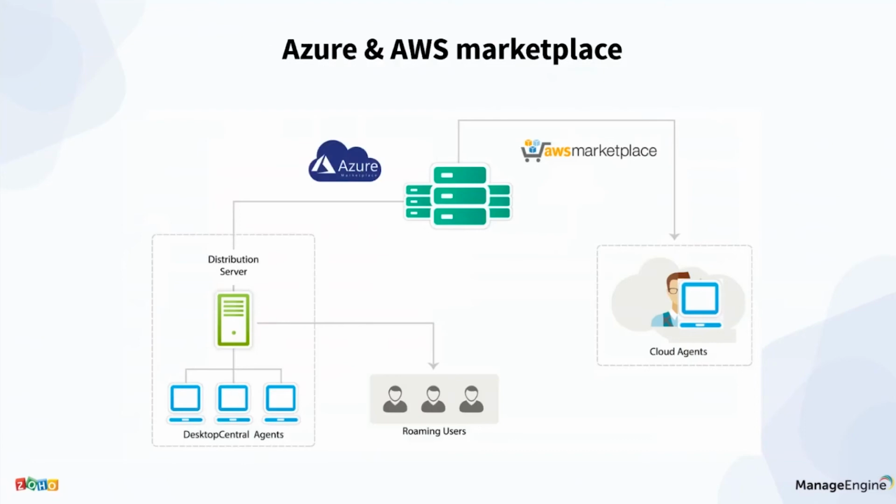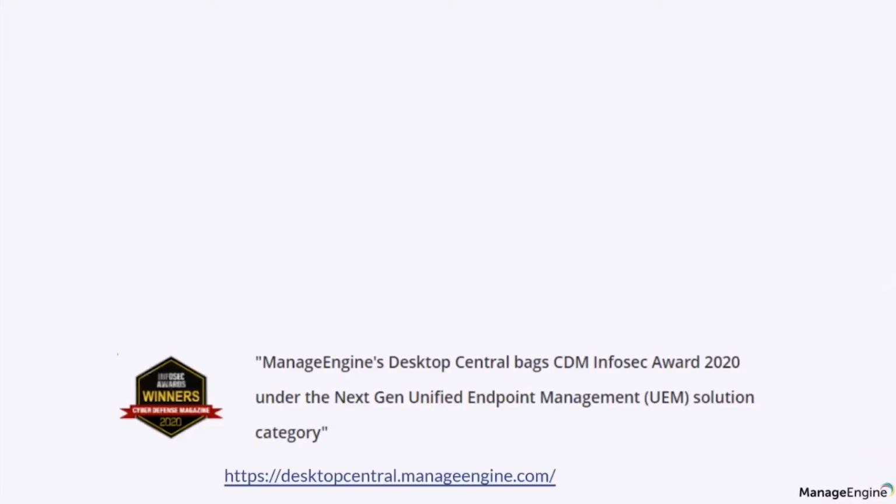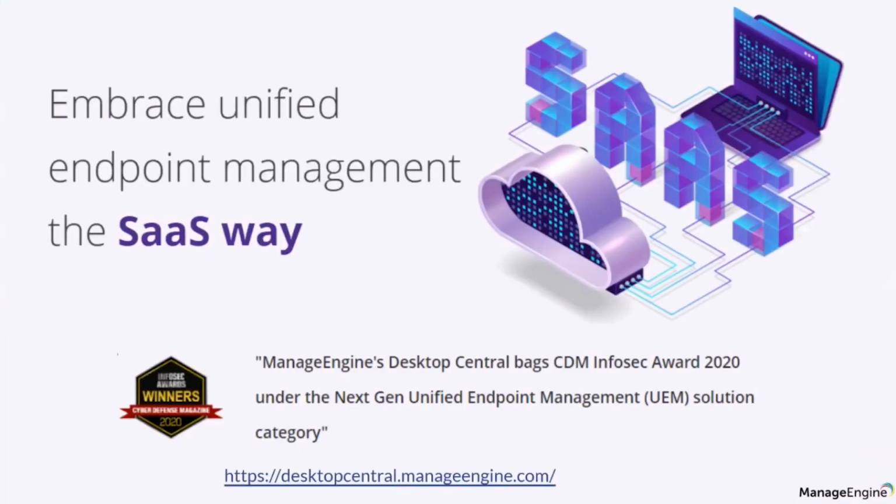Now, Desktop Central is also available in Azure and AWS Marketplace. So if you have any of these in your infrastructure, you can simply use it there as well. And as I mentioned, Desktop Central is available in our own Zoho Cloud. So if you'd like to subscribe to our own cloud instance, please use the link shown at the bottom of the screen.